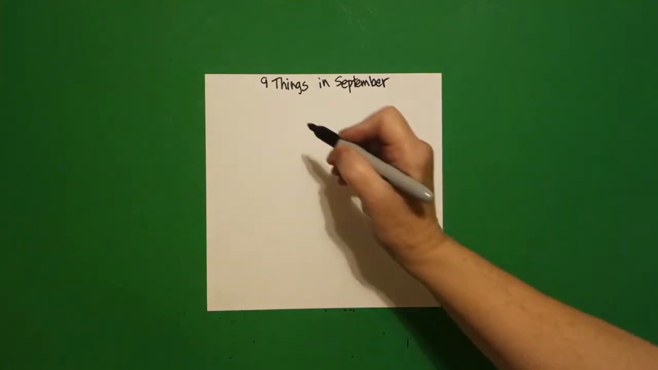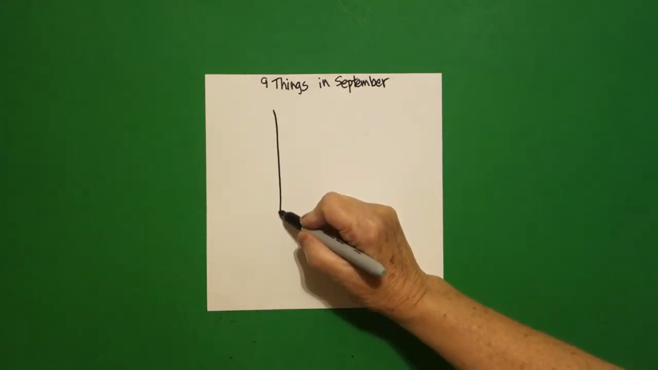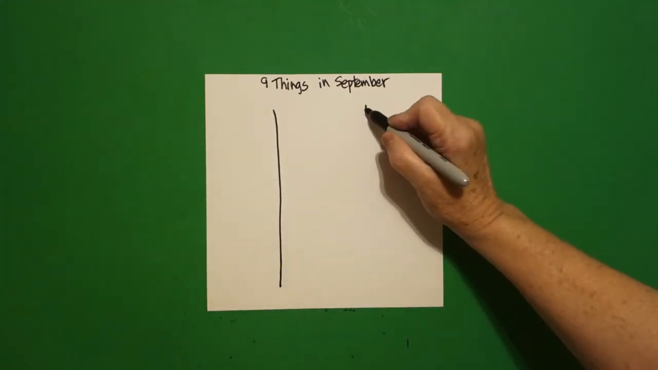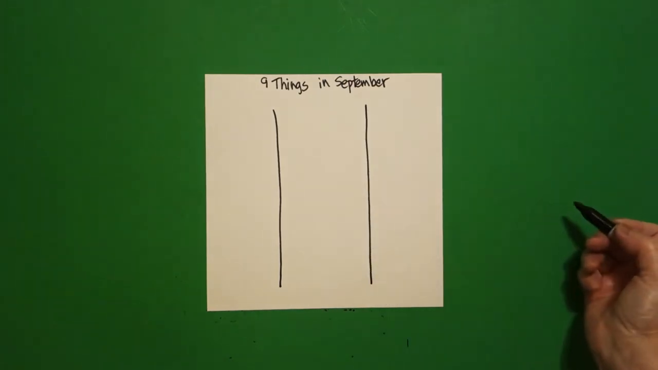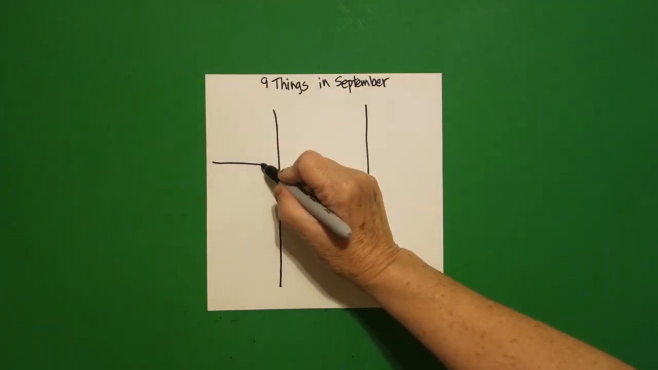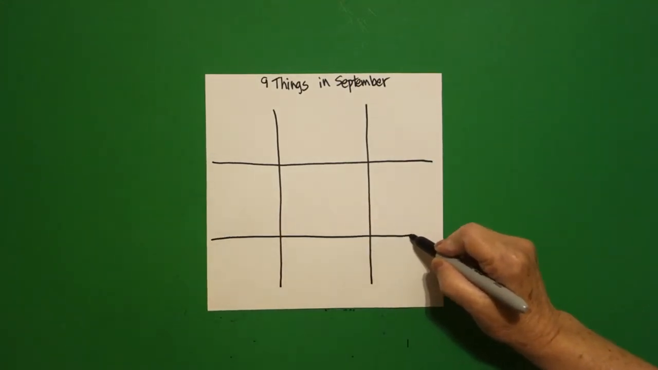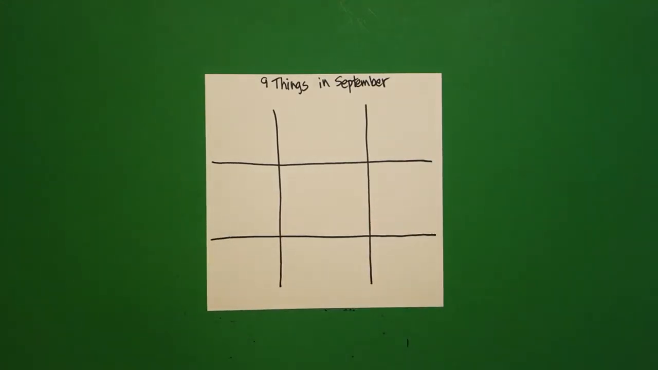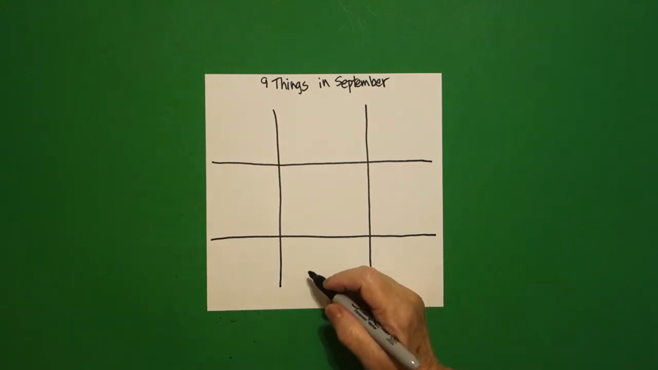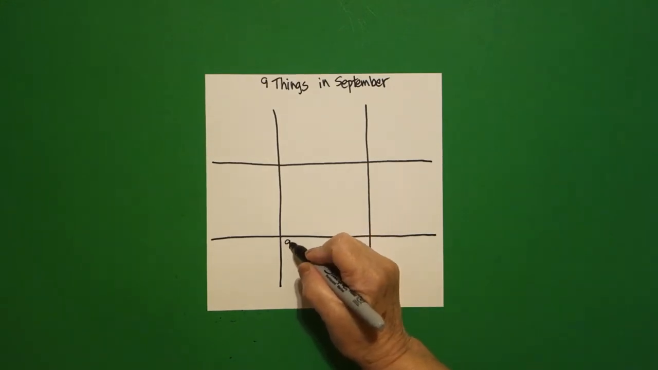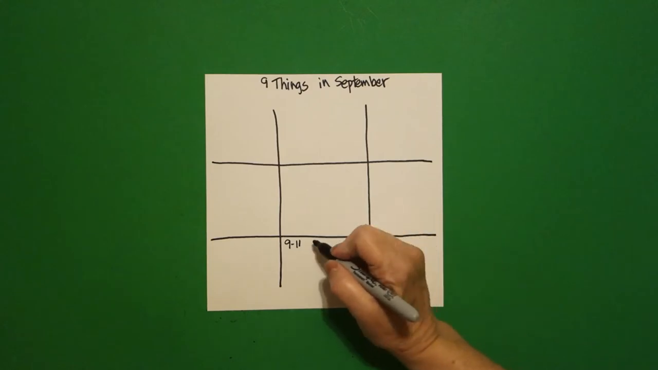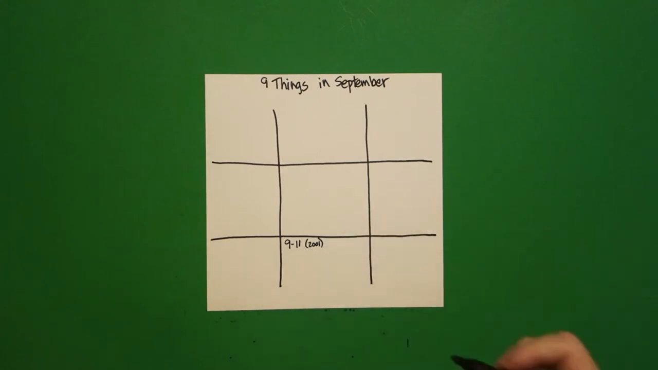The first thing we're going to do is draw 2 straight lines going down. This is going to be our tic-tac-toe graph. And now I draw 2 lines across to divide up my paper. I'm going to start with probably the most important part that people remember. Up here we're going to write 9/11, parentheses, 2001. That's the year it happened.